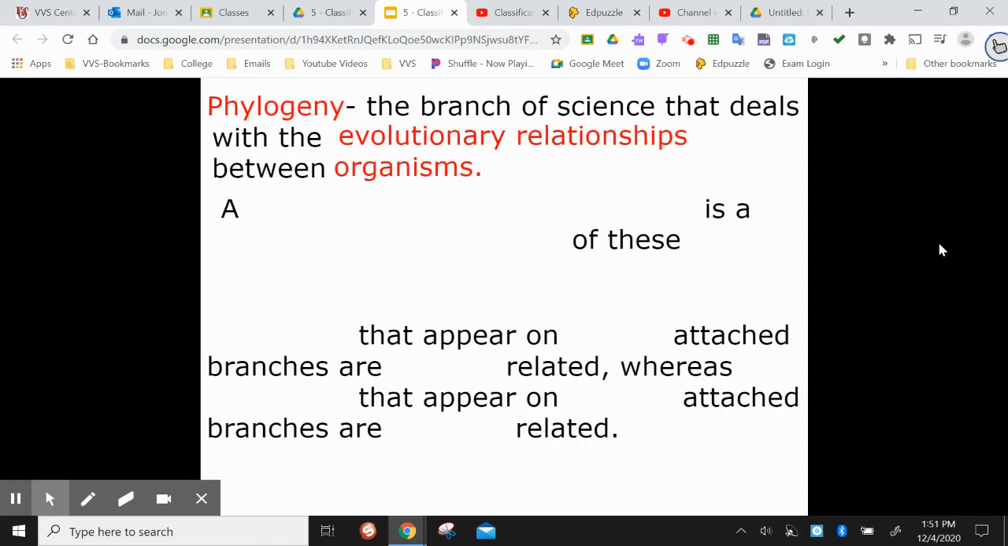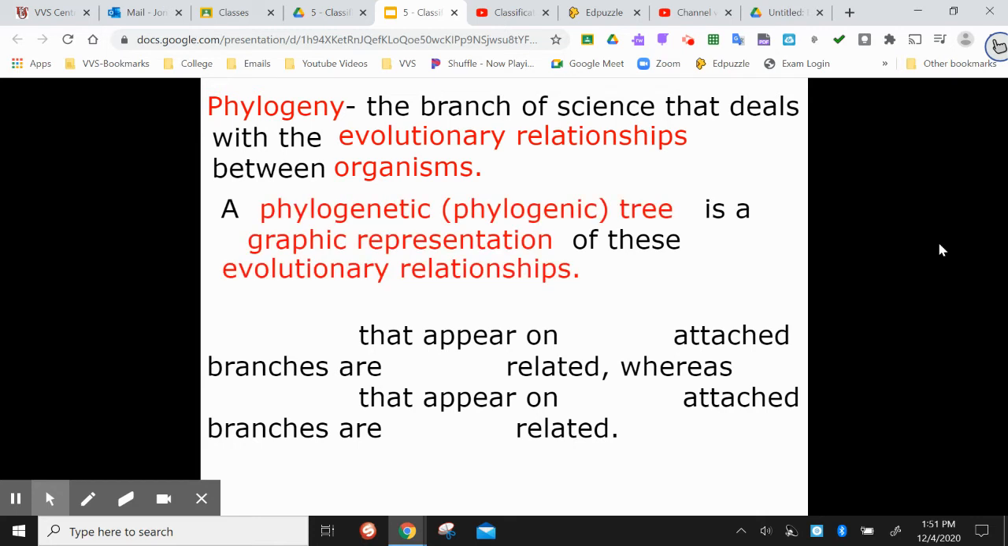Phylogeny is the branch of science that deals with the evolutionary relationships between organisms, or phylogeny, however you want to pronounce it. A phylogenetic, also known as a phylogenic, those two words are kind of interchangeable, so it can be a little confusing, but we can use them both interchangeably. A phylogenetic tree is a graphic representation of these evolutionary relationships. It looks literally like a tree, and the branches represent different organisms.